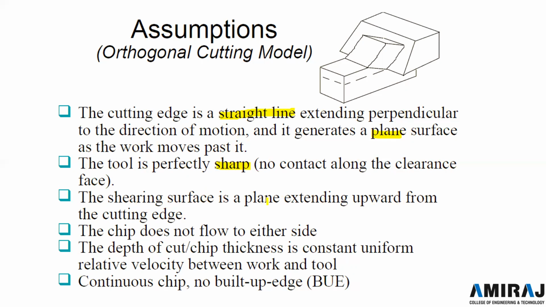The shearing surface is a plane extending upward. Okay, the chip does not flow to either side. Depth of cut or chip thickness is constant or uniform, with uniform relative velocity between work and tool. The depth of cut will be constant, okay, and the velocity will be uniform between work and tool, and a continuous chip with no built-up edges will be formed. Okay, so these are the certain assumptions in the orthogonal cutting model.